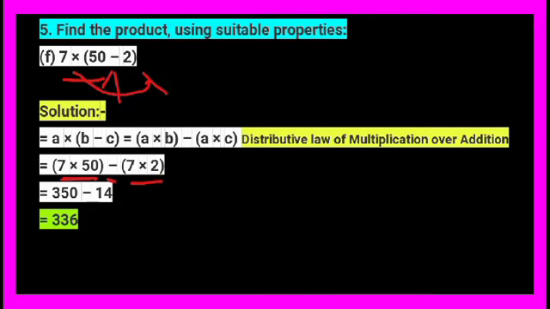First we solve this multiplication. 5 sevens are 35 and 1 zero after it, so it is 350. Then 7 twos are 14. Now we do subtraction of this and we have the answer 336.